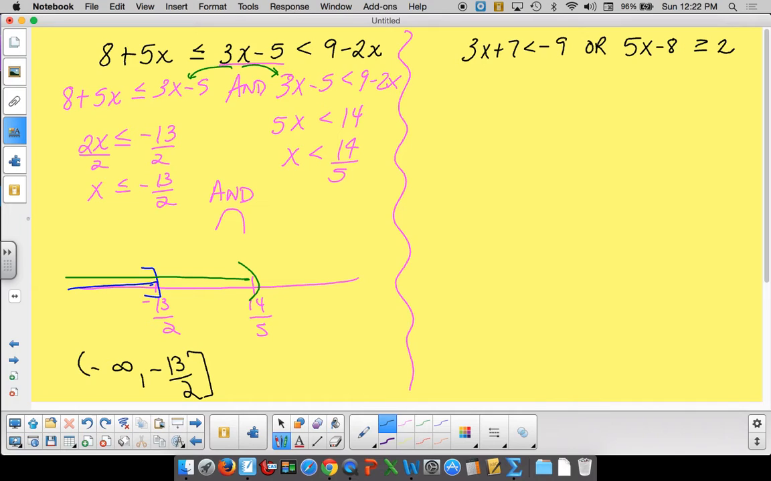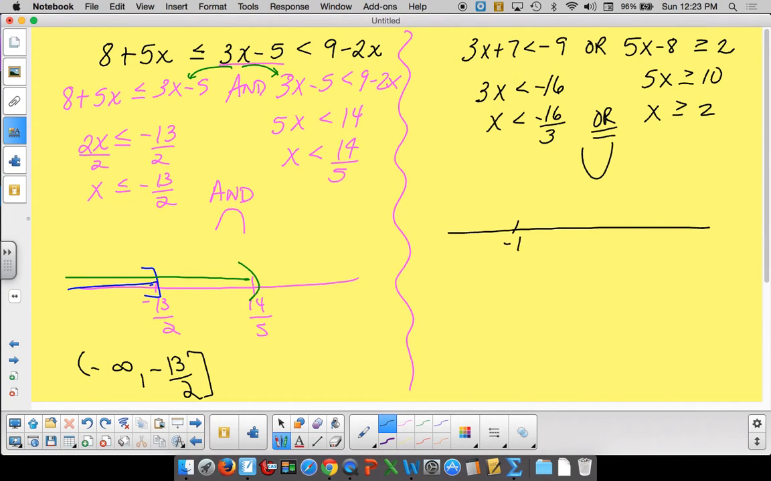Or problems work the same way, except you don't have to break them into 2 pieces, you just have to solve them. So in this case, we would subtract 7 to get negative 16, divide by 3. Here, same thing, add 8, divide by 5. And of course, this one's got the automatic or in it. Ors are the same thing as unions. So we are going to join our solutions together in a union.